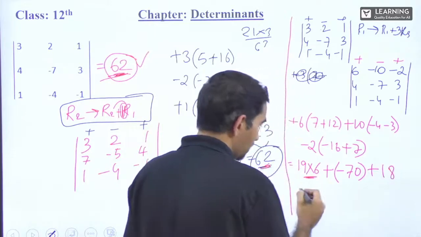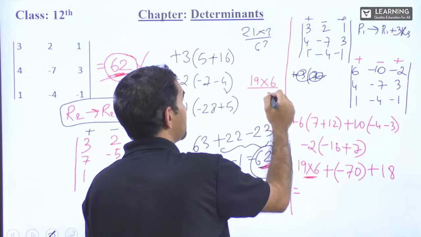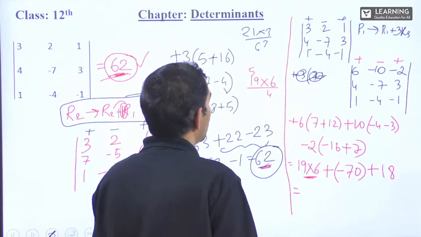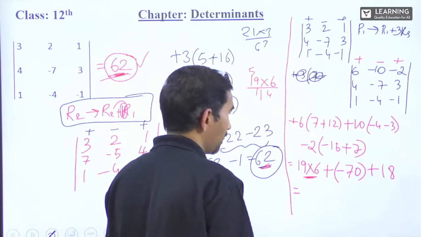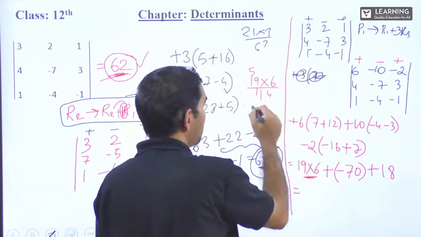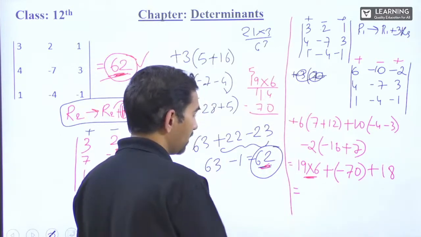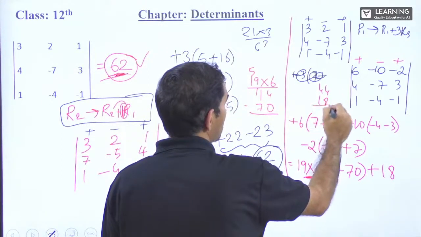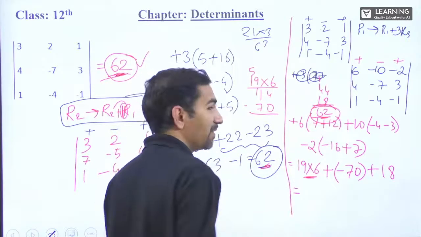So check the value of this now. 19 into 6: 9 6s are 54, 6 1s are 6 plus 5, 11. 19 6s is 114. So 114 minus 70, we are getting 44. 44 plus 18, so this is becoming 62 again. We are getting the right answer.